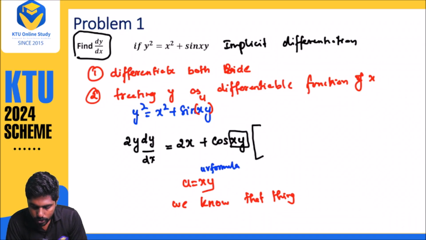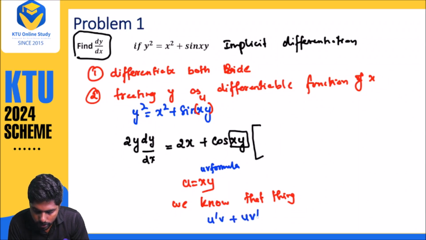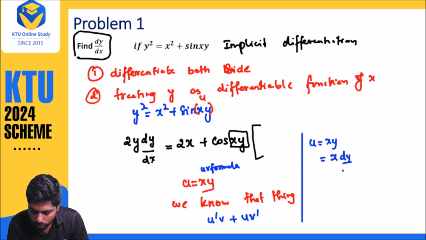The uv formula is u dash v plus u v dash. When we are solving, it will become u is equal to x and v is equal to y. So x into dy by dx, and u dash means differentiating x, so it will become 1 into dy by dx.